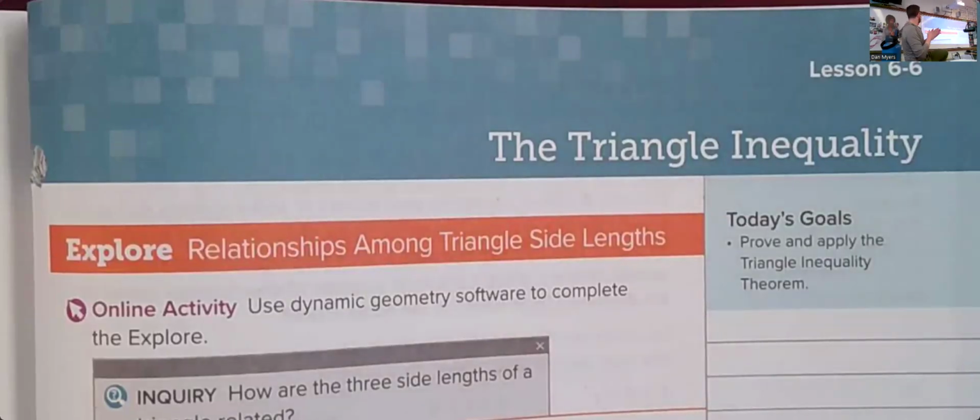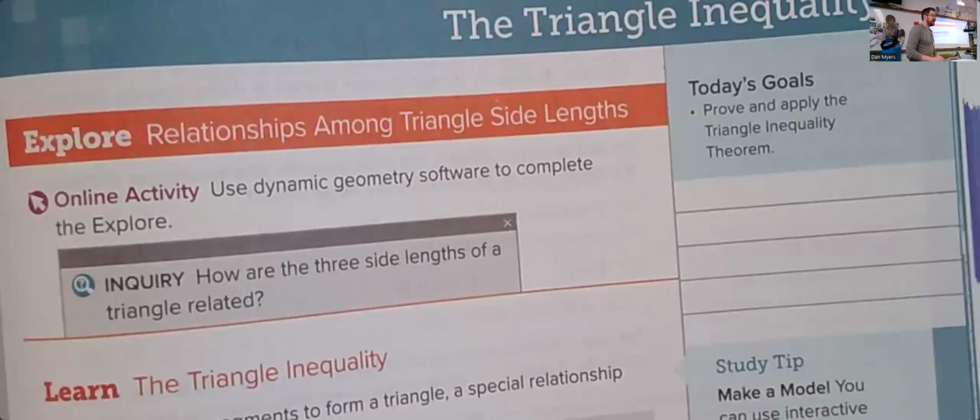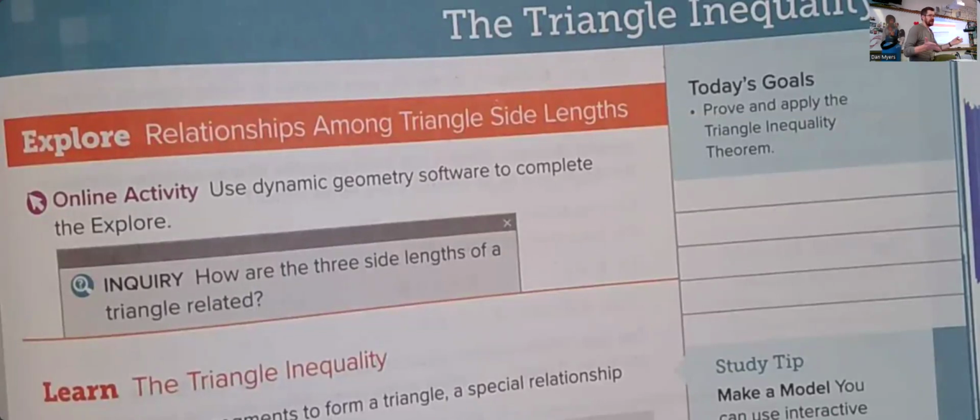All right, so the triangle inequality, here we go. We just did the explore activity, and we saw that in any triangle, the longest side of a triangle still has to be shorter than the sum of the other two sides. Otherwise, you can't even make a triangle.